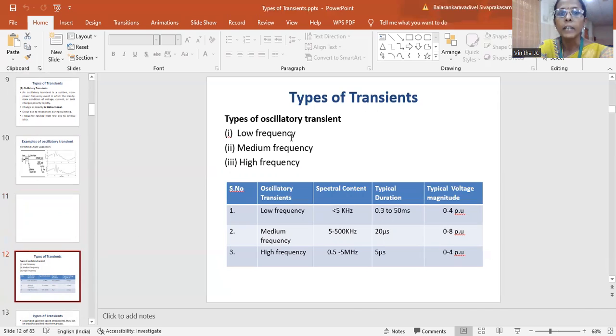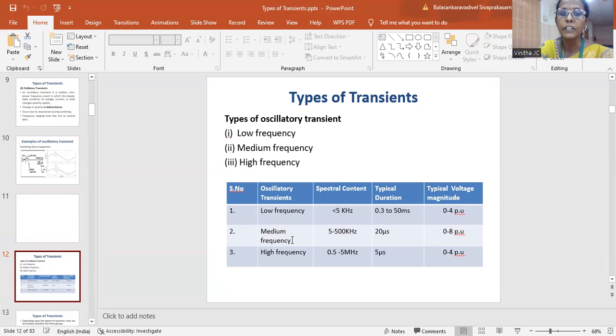And here, this type of oscillatory transient is again classified depending upon the range of frequency. First one is low frequency. The available frequency is less than 5 kilohertz, and the duration is 0.3 to 50 milliseconds. And here, the magnitude of the voltage available is 0 to 4 per unit.